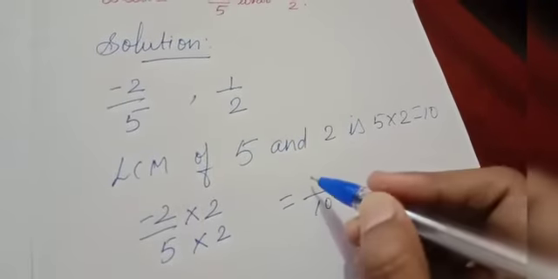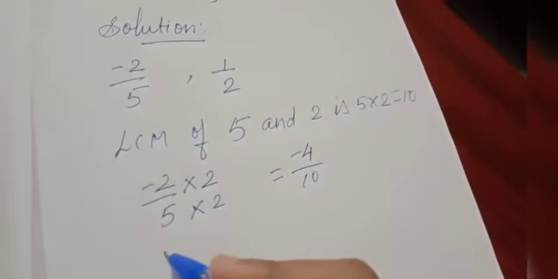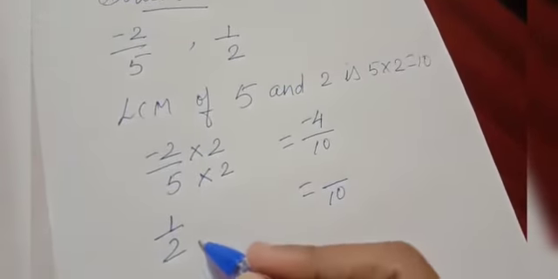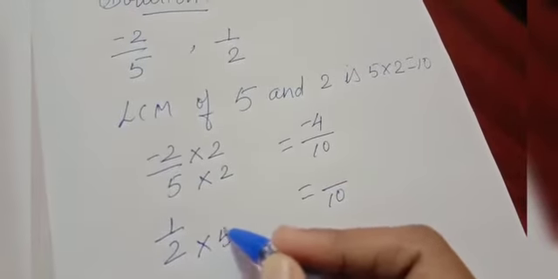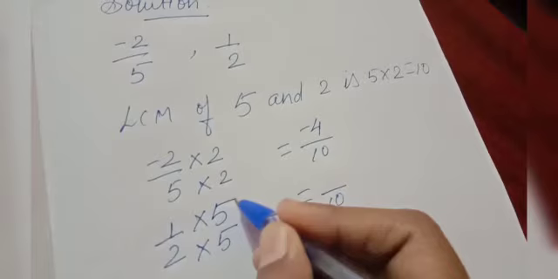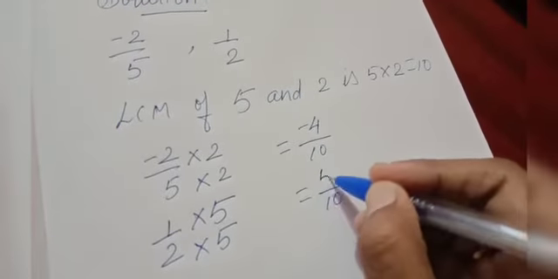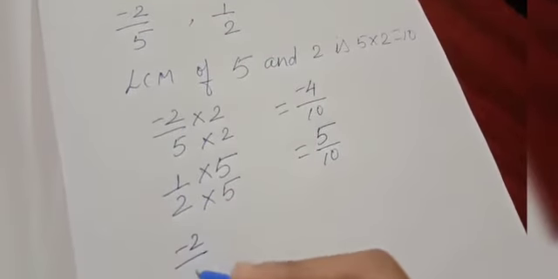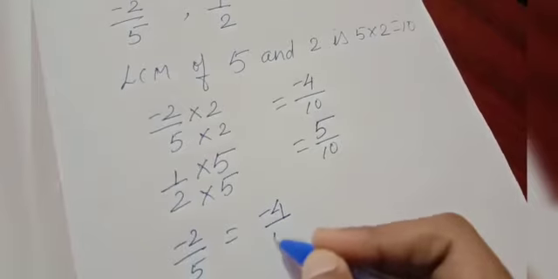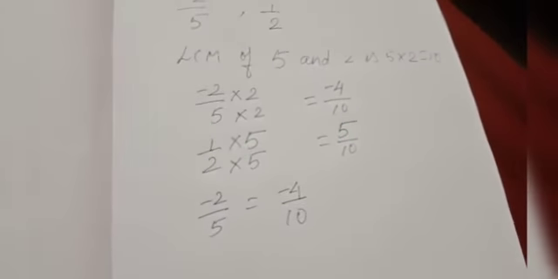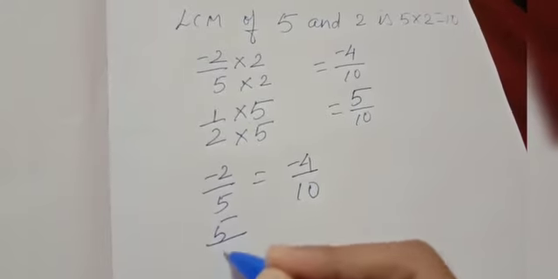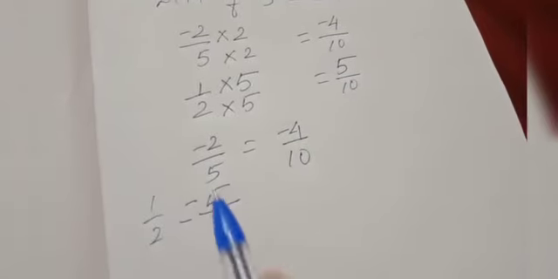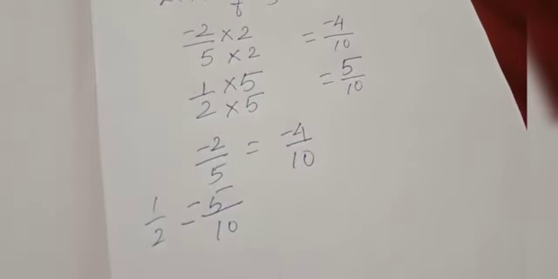So minus 2 into 2, minus 4. And the second rational number is 1 by 2. Here we have denominator as 2. To bring it as 10, we should multiply by 5. So the numerator also we should multiply by 5. So 1 into 5, 5. Now the first rational number becomes minus 4 by 10 and the second rational number becomes 5 by 10. Now I have brought the denominator as same.